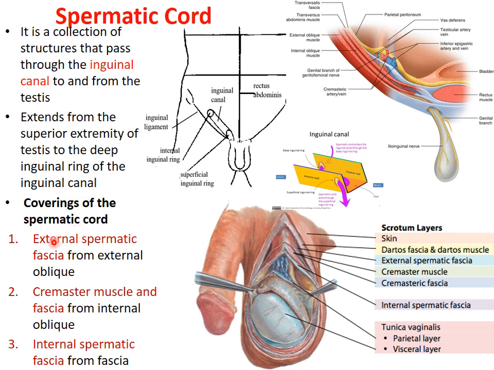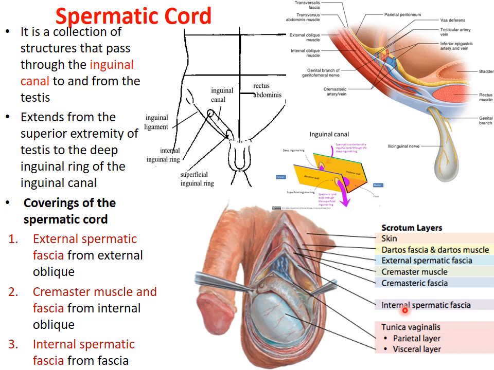Coverings of the spermatic cord: external spermatic fascia, coming from the external oblique. So there is the superficial fascia here. Now come here. This picture is also good because it is showing the testis covered by the visceral layer of the tunica vaginalis, then the parietal layer of the tunica vaginalis. By forceps, they are holding the parietal layer of the tunica vaginalis, and this is the tunica vaginalis layer. Then outside the tunica vaginalis are the three coverings of the spermatic cord.